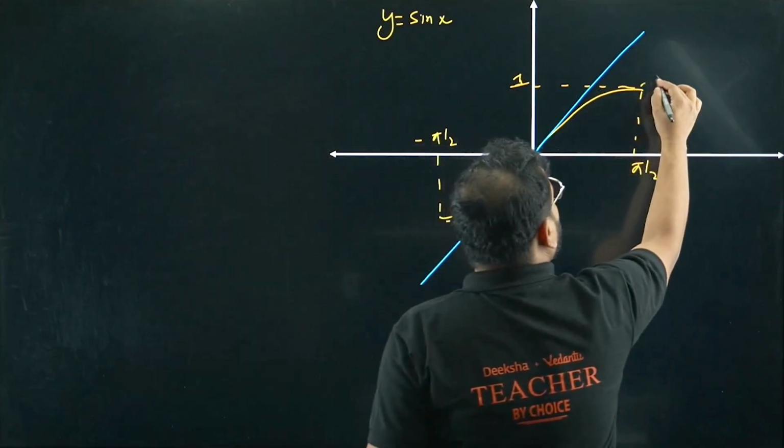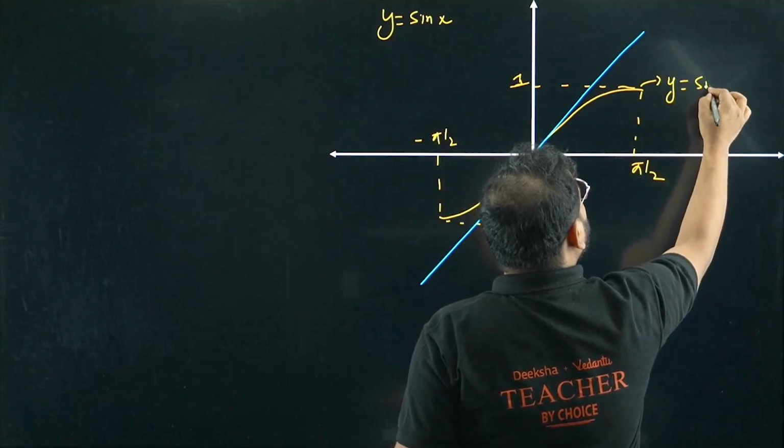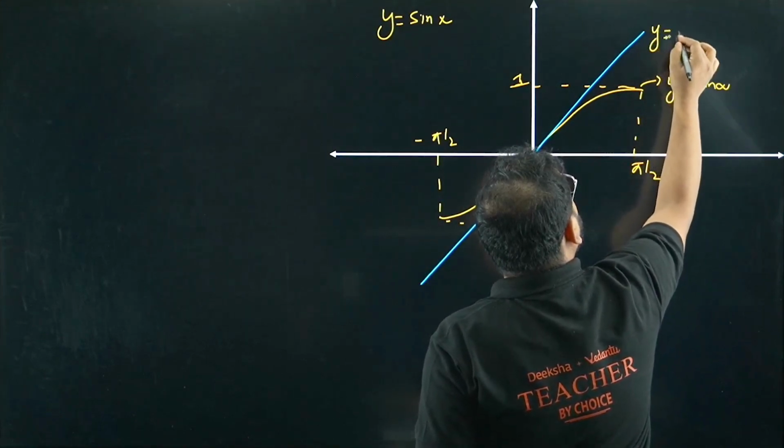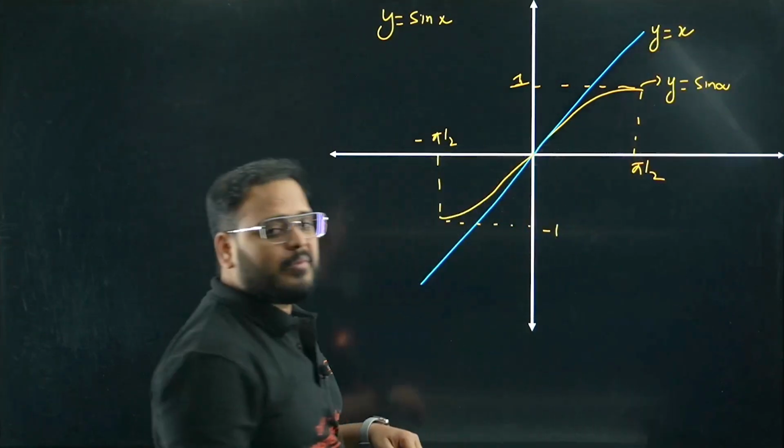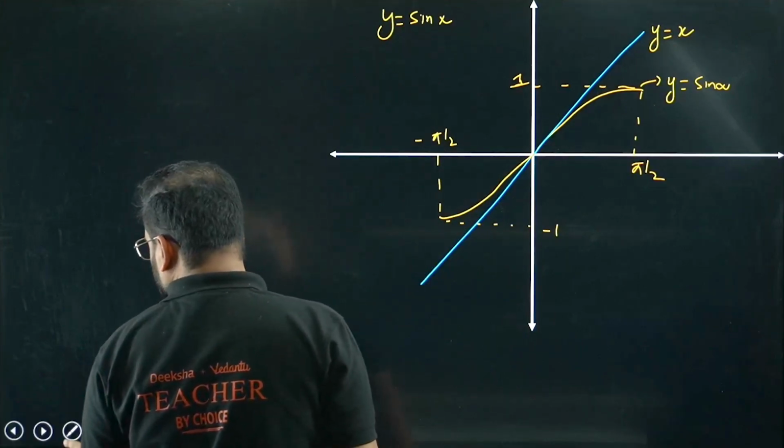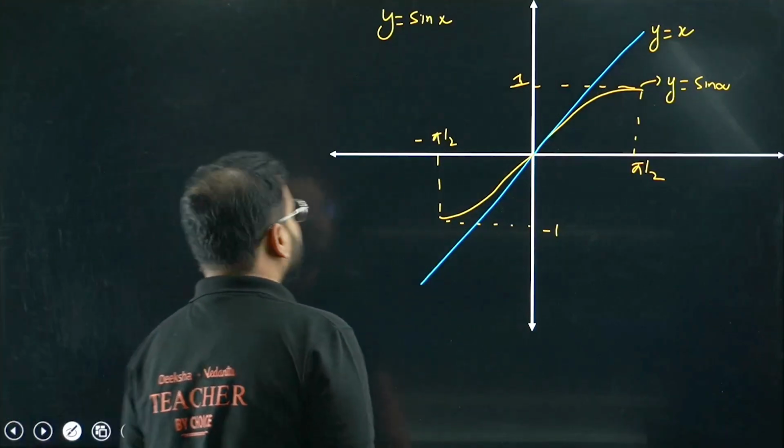What graph is this? Y equals sin x. What graph is this, sir? Y equals x. Okay, now take the mirror image about the line. What are you going to get?